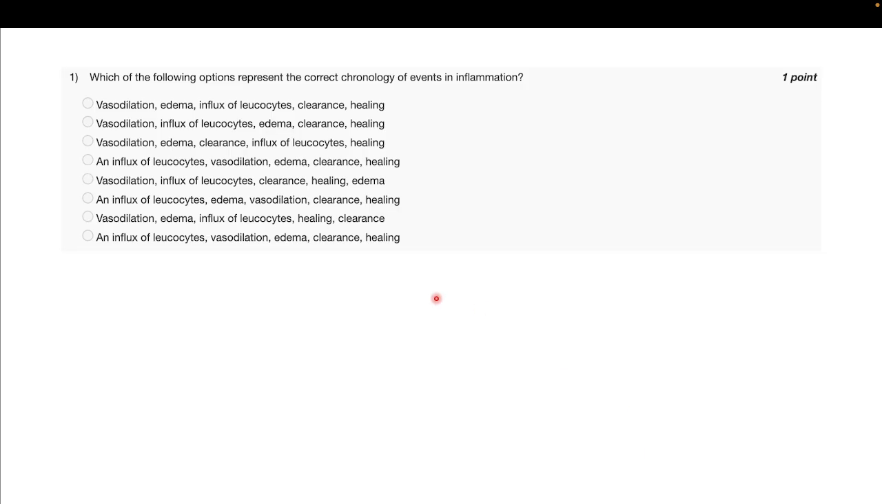So the first question in the series is, which of the following options represents the correct chronology of events in inflammation? A lot of options are given. I suggest you take some time to read through these, and then if anybody knows what the exact sequence is, you can let me know. We just discussed some of these very briefly in the introduction. So if anybody has the answer, you can let me know.